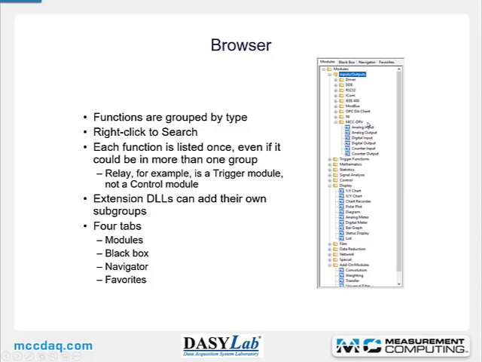So in the image that I've included here, the measurement computing driver has its own set of modules, and if you had not loaded the measurement computing driver, you would not see that subgroup there. The module browser has the 4 tabs: Modules, Black Box, Navigator, and Favorites. This panel was resizable so that you could increase or decrease the size of it, in addition to hiding it if you don't want to see it.